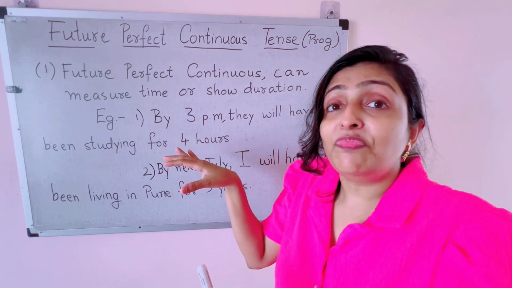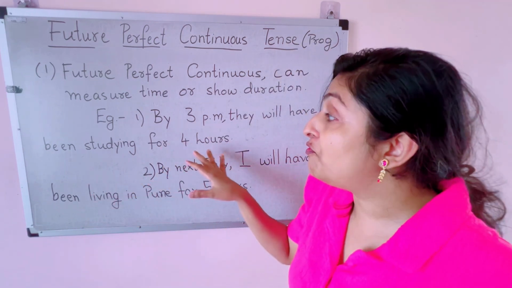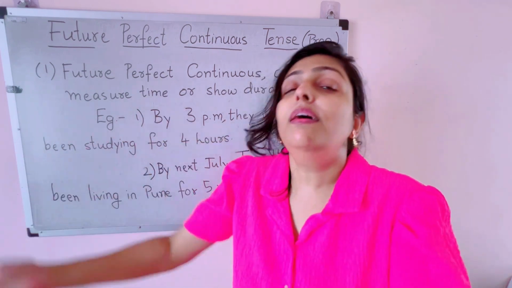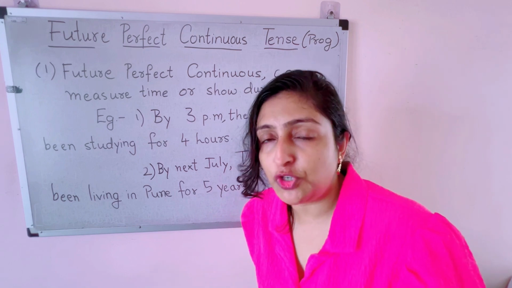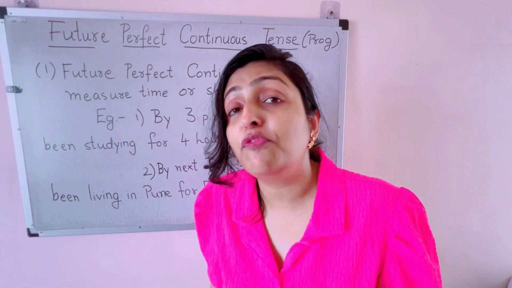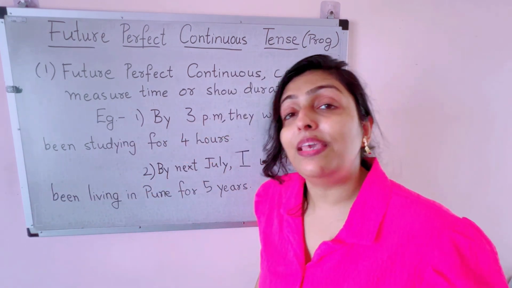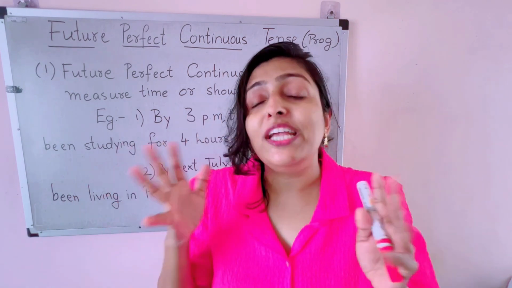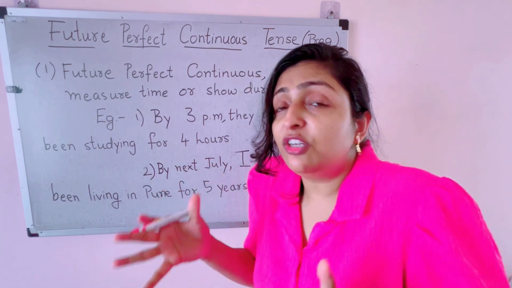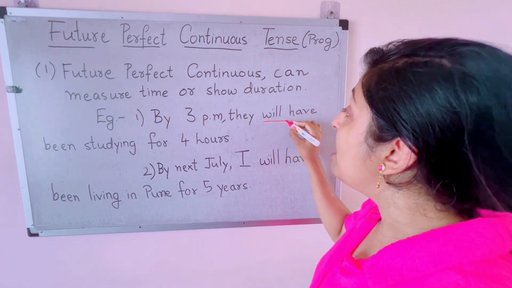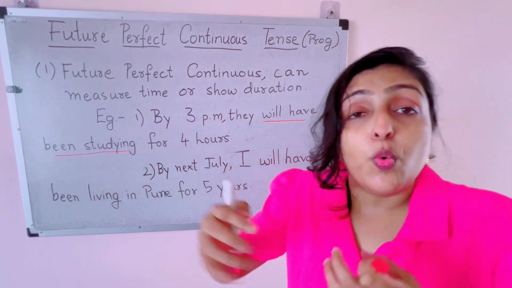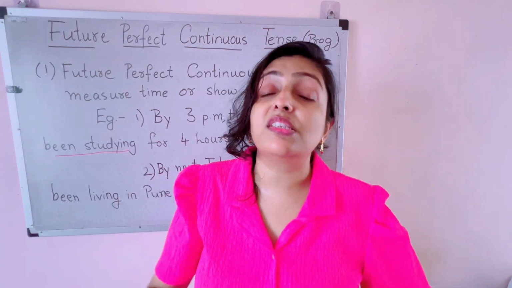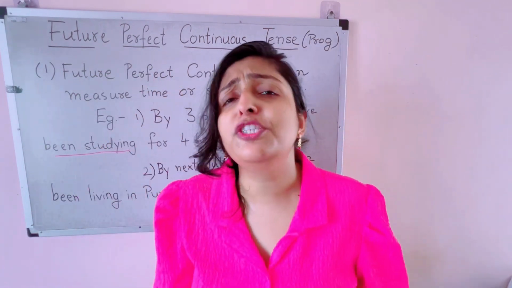So currently they have not finished studying for 4 hours. It has not happened right now, but it will happen at a later point of time in the future. And what is that later point of time in the future? 3 p.m. Now, what was the fourth important point I mentioned? Duration is important. So how is the duration specified? They will have been studying. Will have been studying shows the importance, emphasis on time, on the duration of time.